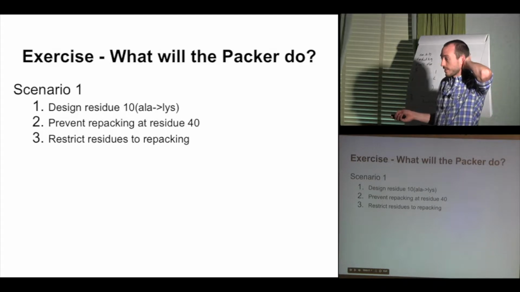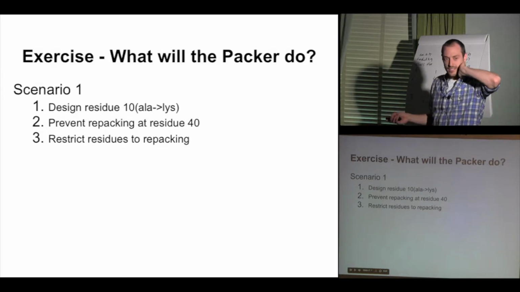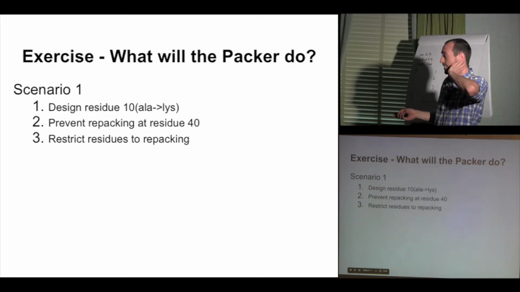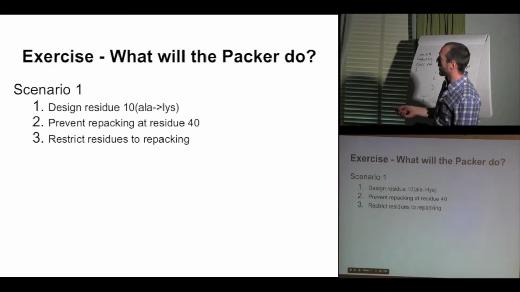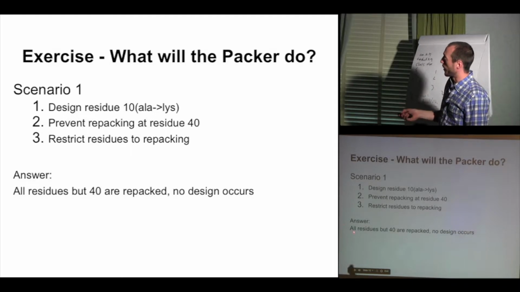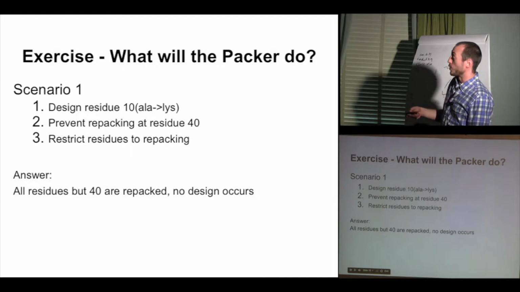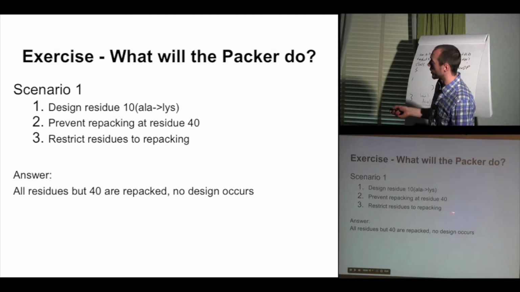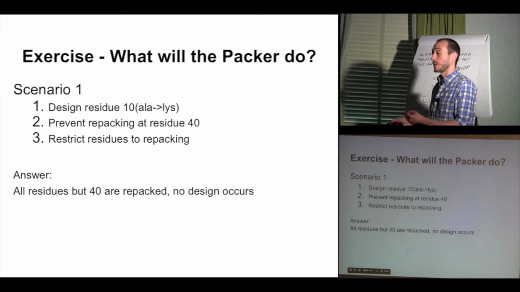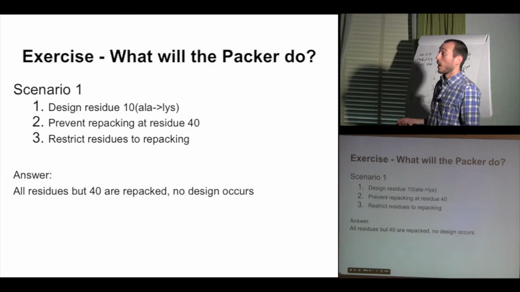Anyone have any ideas? You said it was commutative, right? It's commutative. So you should be able to design at 10? Yeah. Let me just go to the answer. The answer I came up with is that you can't design at 10, because you said here you're going to restrict every residue to repacking only. Repacking only means you're allowed to change rotamers, but you can't change amino acids. So that takes precedence over? Is it not a matter of precedence? It's not a matter of precedence.